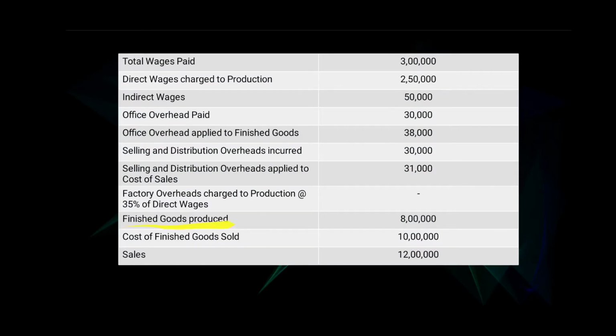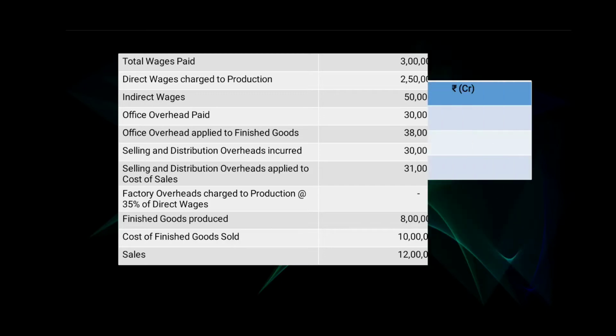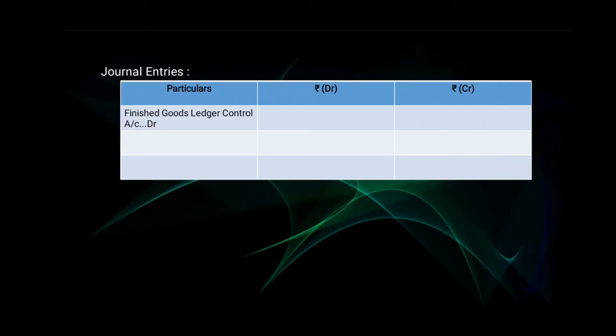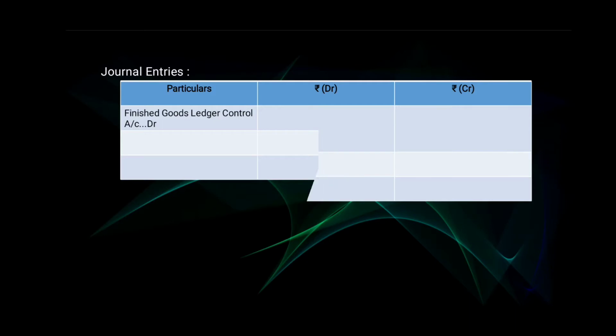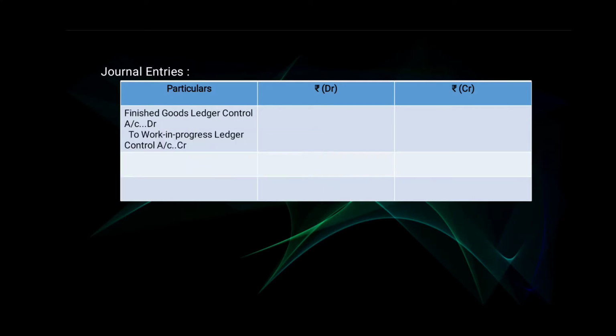Next is finished goods produced. Amount is given as 8 lakh. So the journal entry will be finished goods ledger control account debit to work in progress ledger control account. Amount is 8 lakh on the debit and on the credit side.